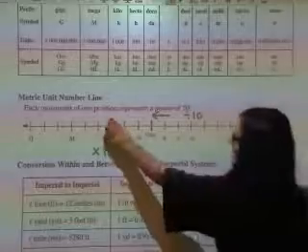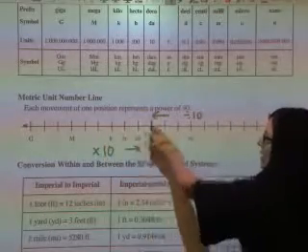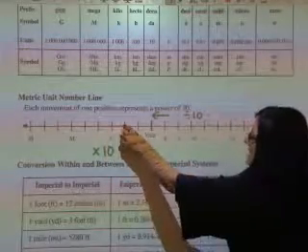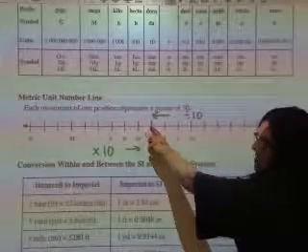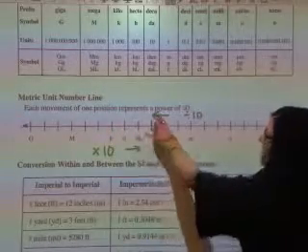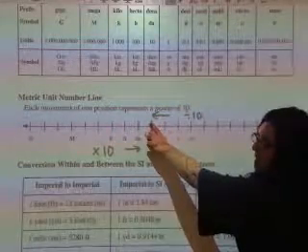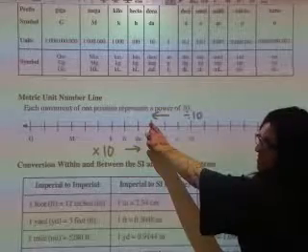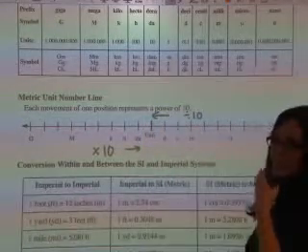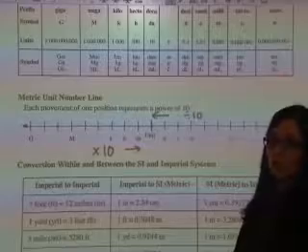So if I have 18 kilometers, that would be times 10, times 10, times 10, or times 1,000. I would have 18,000 meters. So I should have more meters than kilometers, right?